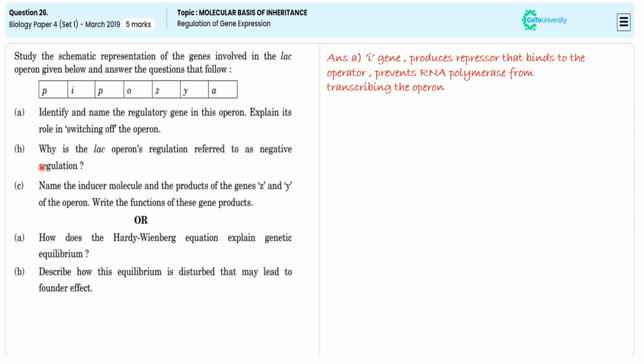In the second sub-question, they are directing us to illustrate the negative regulation of the lac operon. For this, we are illustrating the repressor. Once it is getting interaction with the operator, the lac operon is getting switched off. For this specification, we are getting 1 mark.